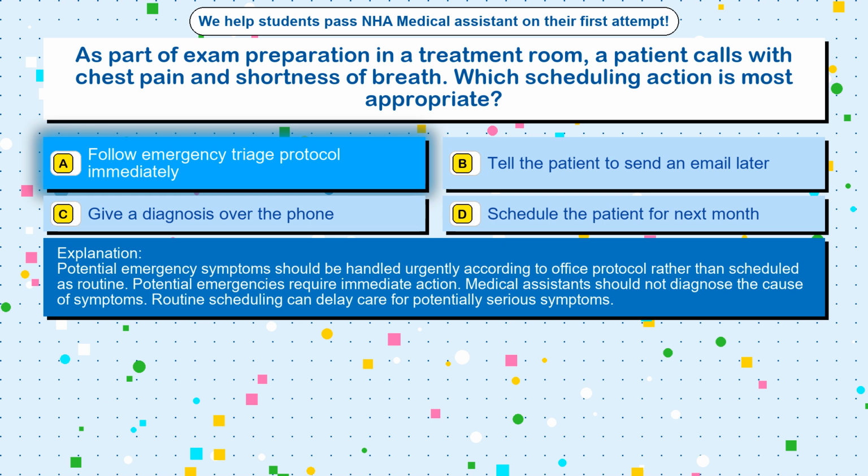Potential emergencies require immediate action. Medical assistants should not diagnose the cause of symptoms. Routine scheduling can delay care for potentially serious symptoms.